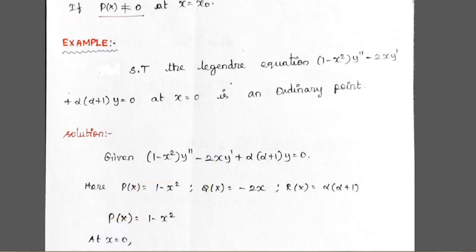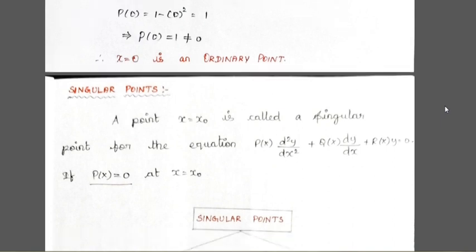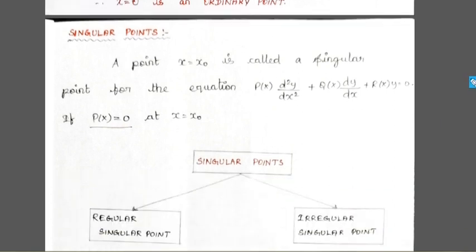Let's see the next definition: singular points. What is a singular point? A point x equal to x naught is called a singular point for the equation p of x y double dash plus q of x y dash plus r of x y equal to 0 if p of x equal to 0 at x equal to x naught. The definition says that if p of x equal to 0, then the point is called a singular point.